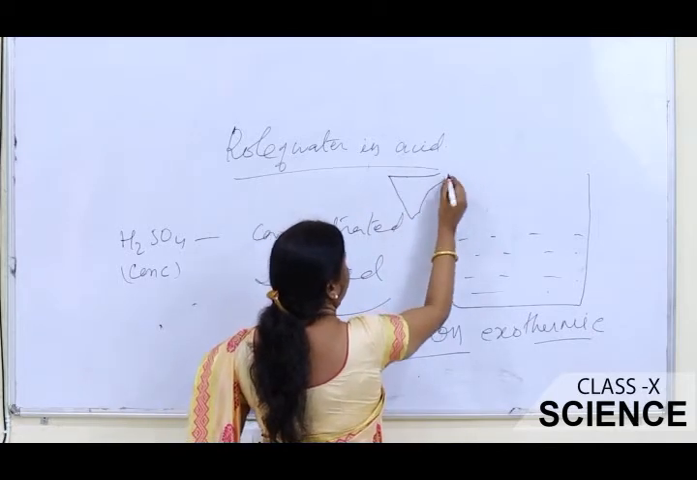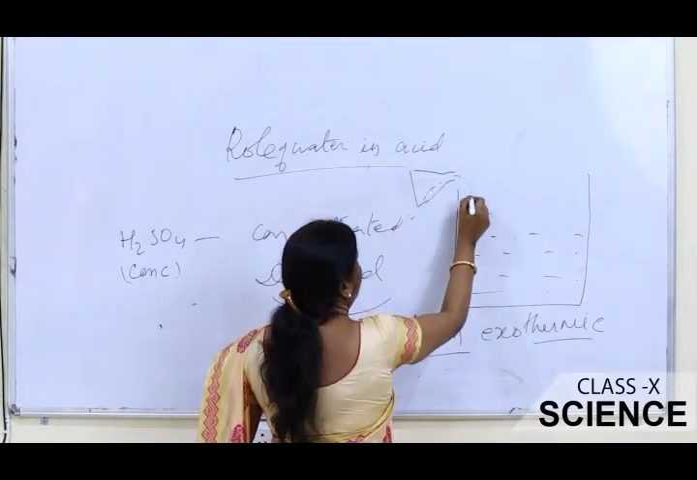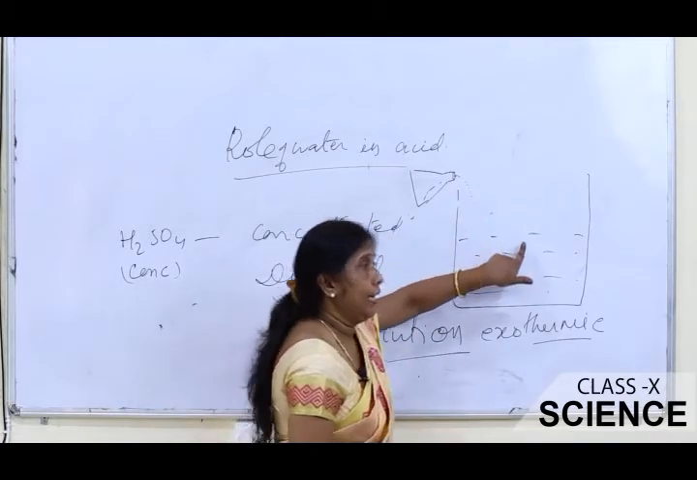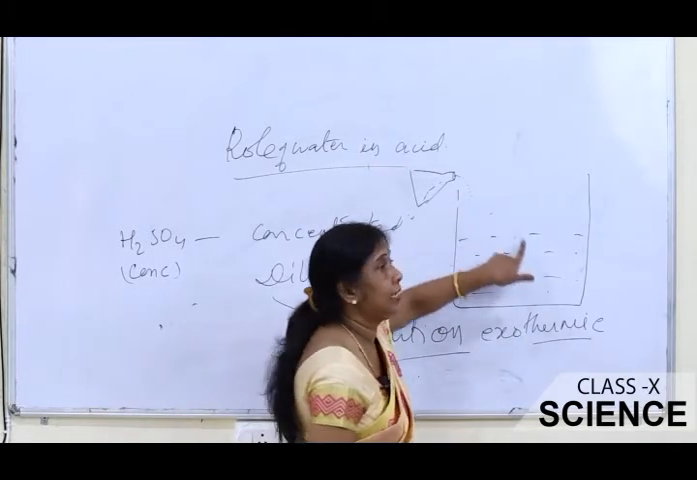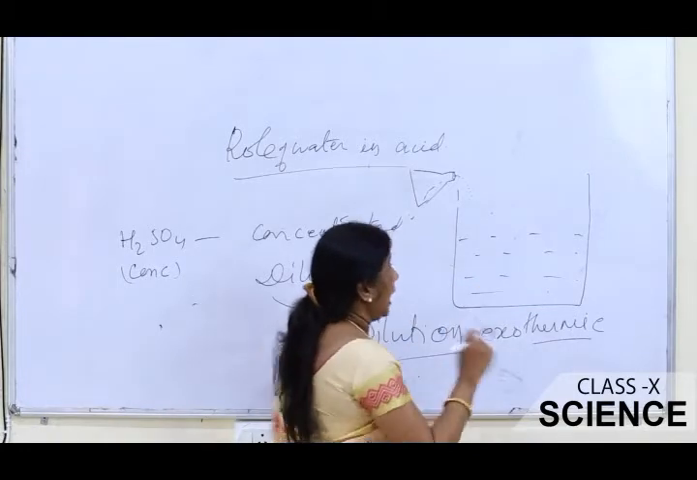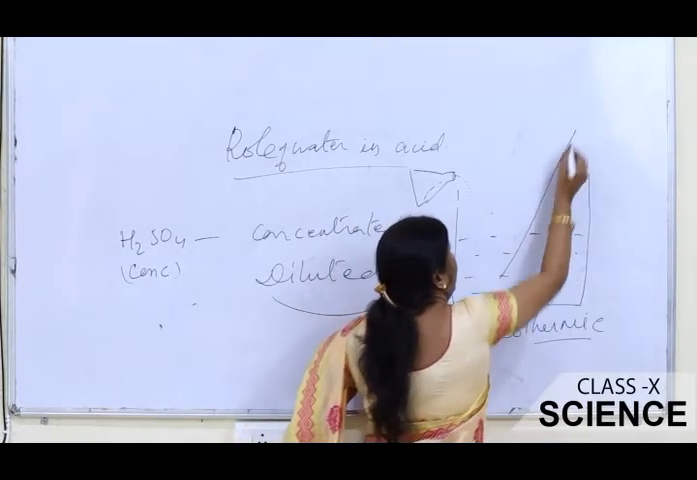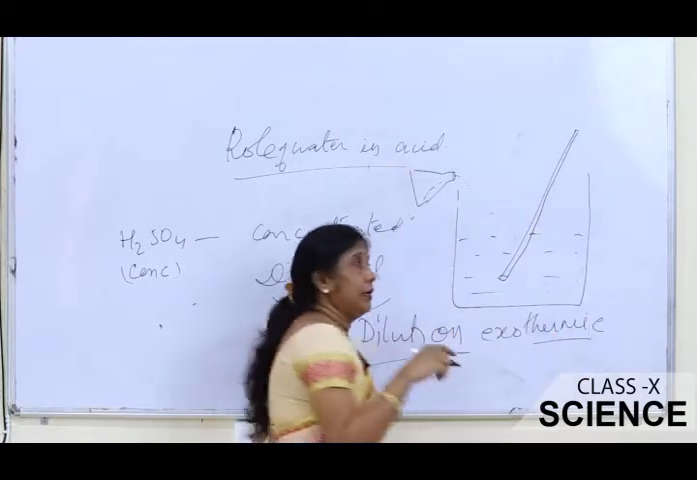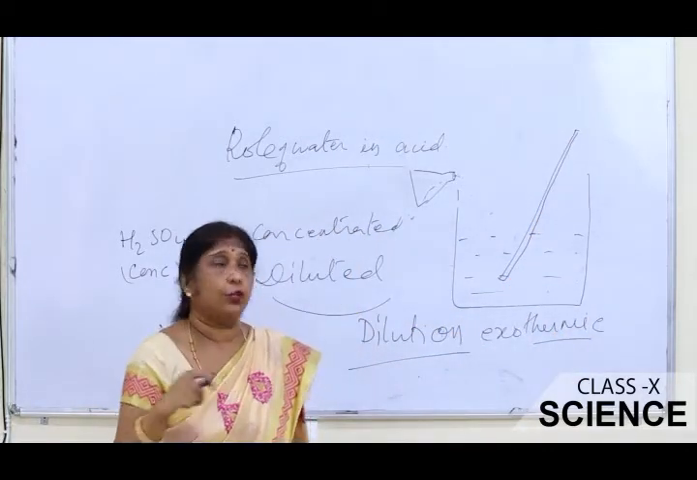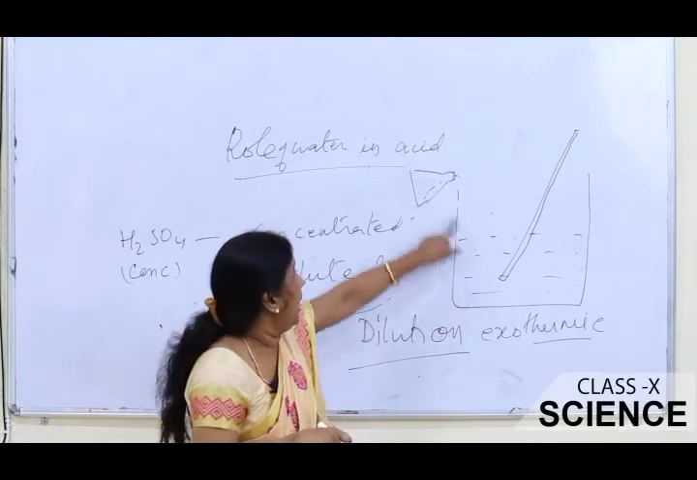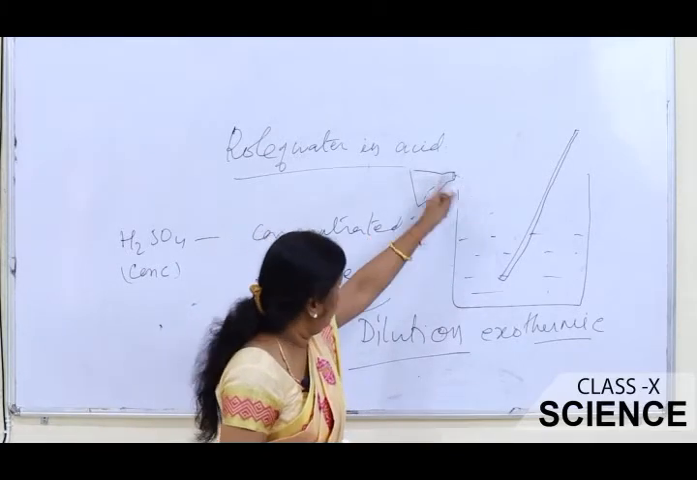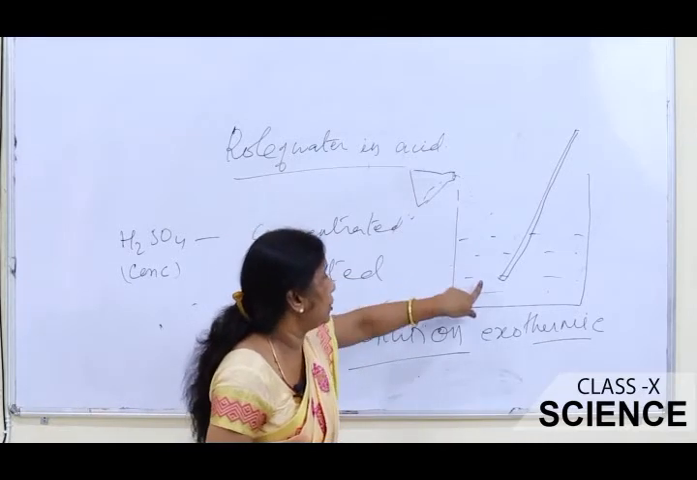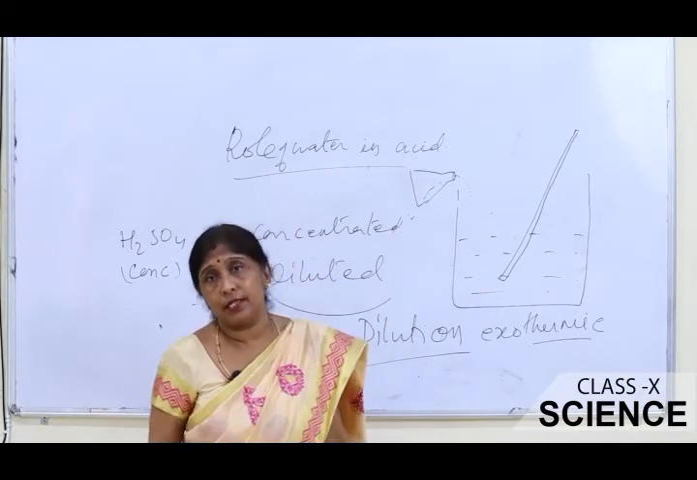You take water in the beaker, and whatever acid we have to dilute, we have to put the acid drop by drop into this beaker so that this acid will get mixed with the water. We should be very careful, and we should continuously stir this liquid, and the acid has to be put into this beaker drop by drop, gradually. This process is called dilution.